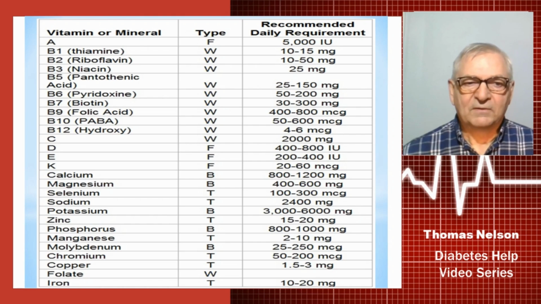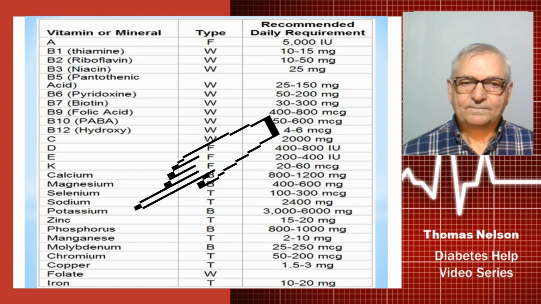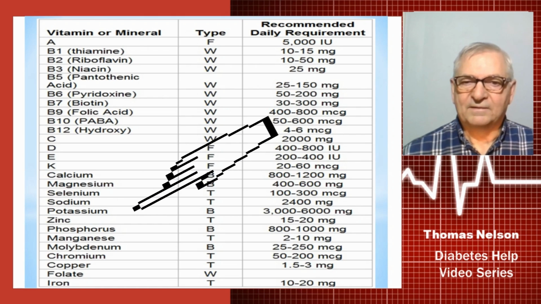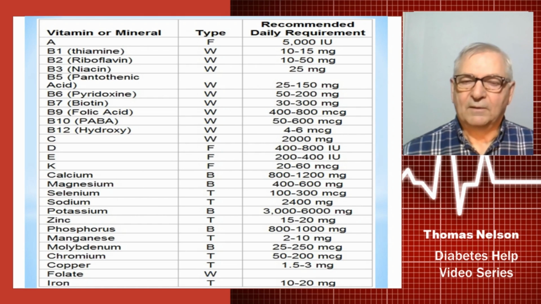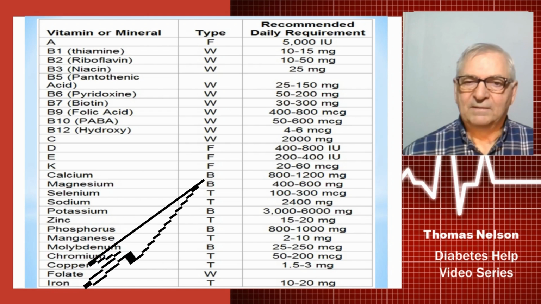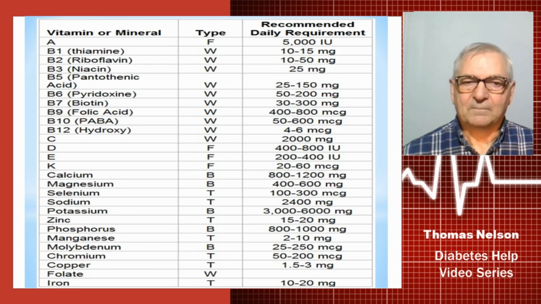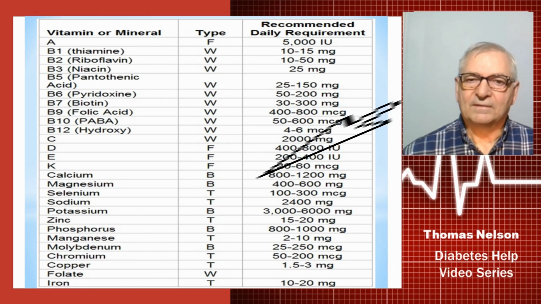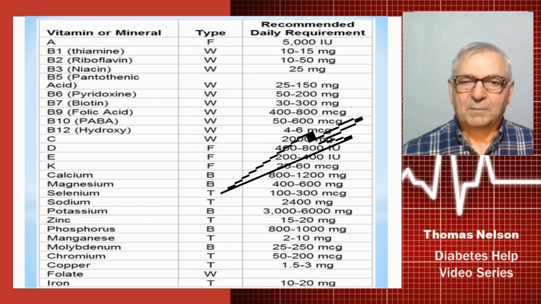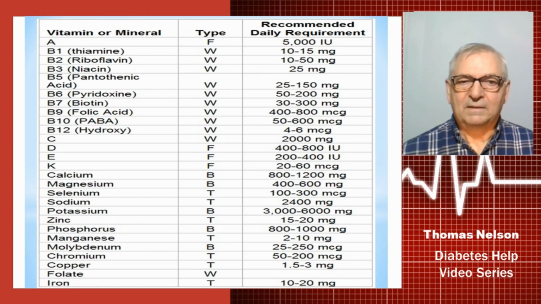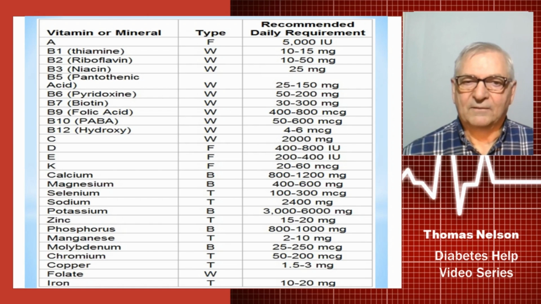On the bottom, you see the minerals listed. And those, again, in that center column, are either a B or a T. The B indicates that they're a bulk. That means that there's more than 100 milligrams of them in your body at any given time. The T stands for trace. That means that they're a trace mineral. But that doesn't mean they're any less effective or important. That means that there's less than 100 milligrams of it stored in your body at any given time.